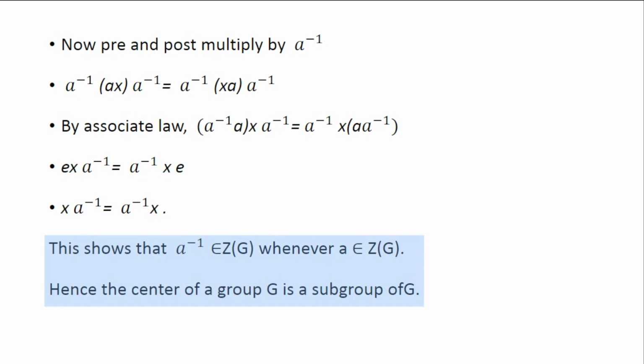This shows that a to the power minus 1 is an element of Z(G). Hence the center of a group G is a subgroup of G.